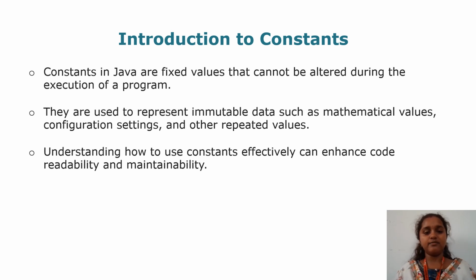Constants are nothing but fixed values. It contains a fixed value. It cannot be changed. Immutable data means the data which cannot be changed. Moving to the next slide.